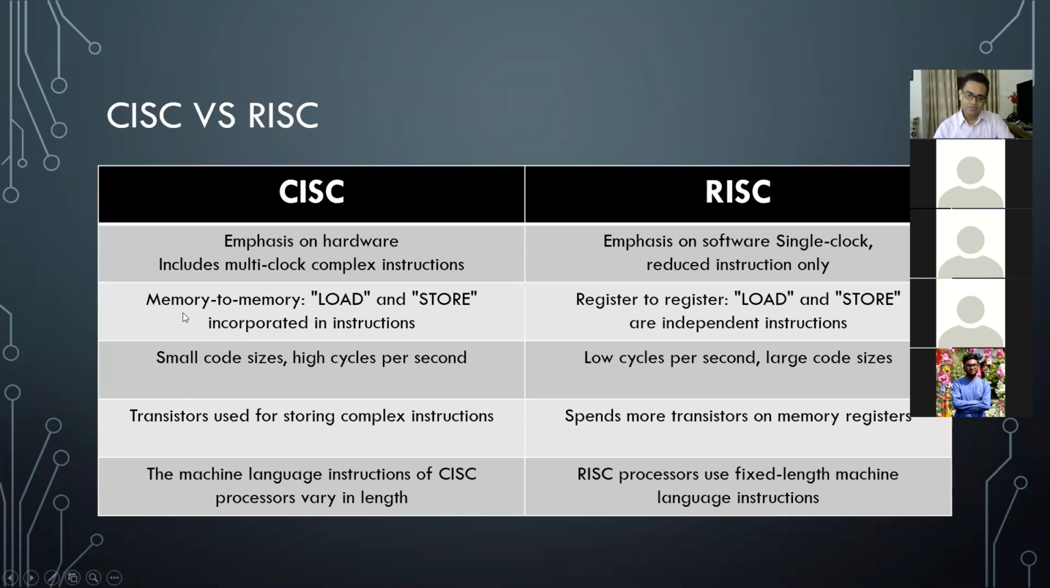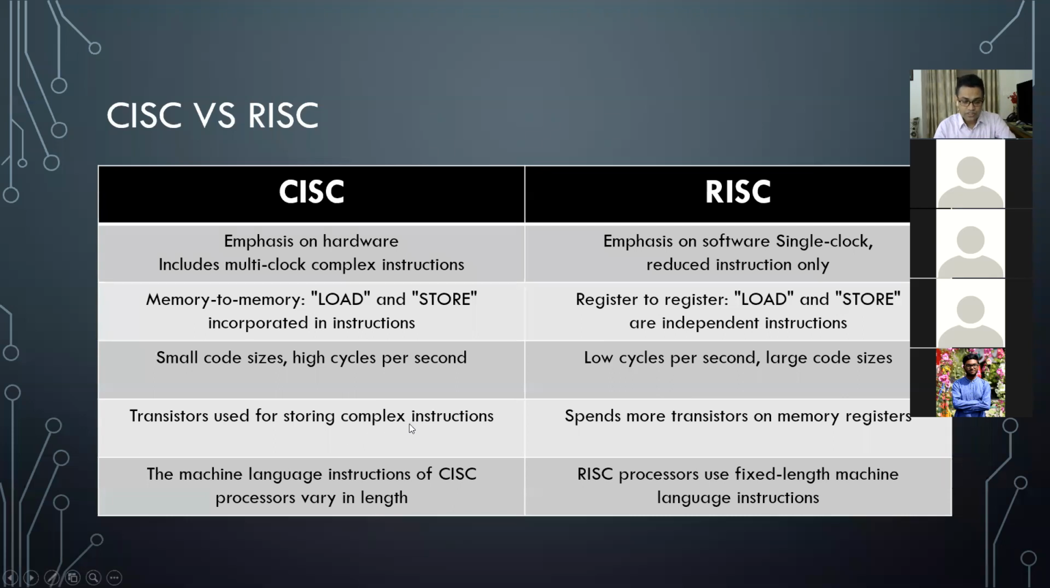As we know, CISC is using memory to memory, whereas the RISC is using register to register. CISC has a small code, but it requires a high number of clock cycles per instruction. Whereas RISC has a low number of clock cycles per instruction. But the code size is big, while the per-instruction cycle count is very low. That is the difference.